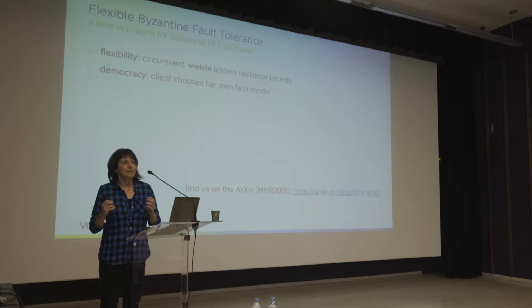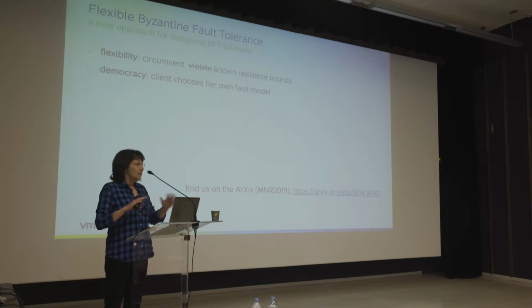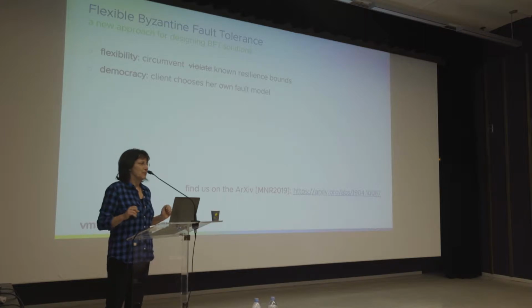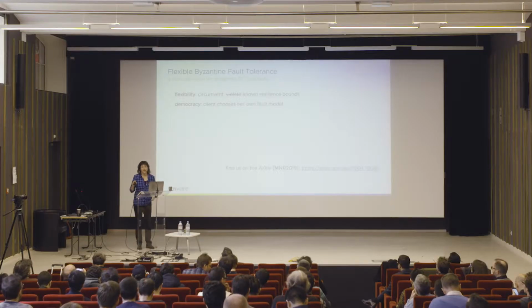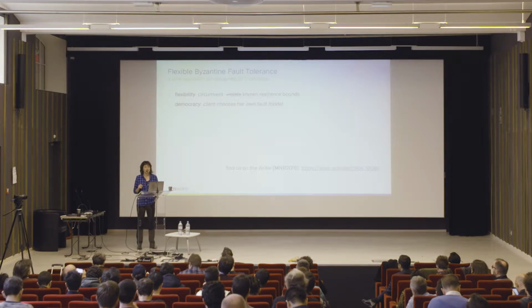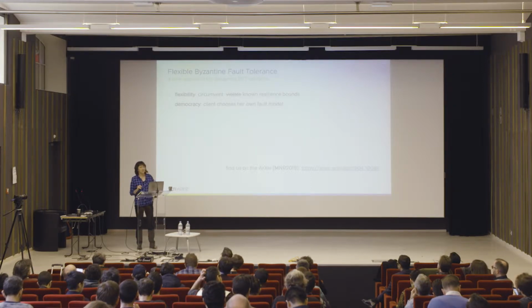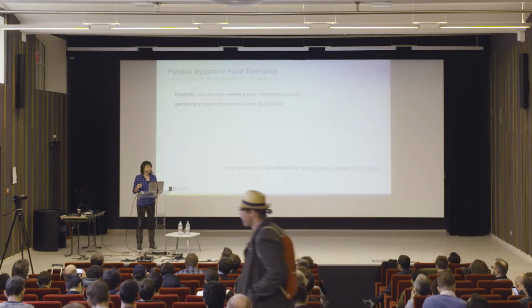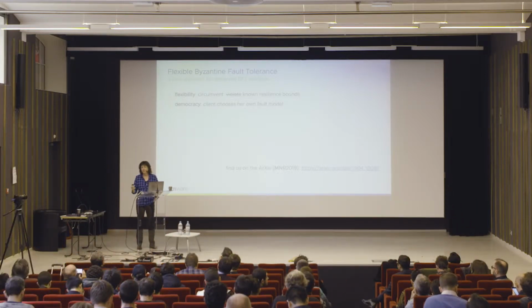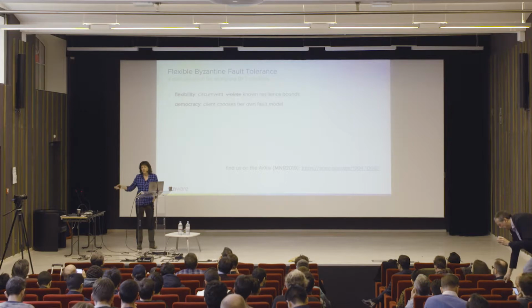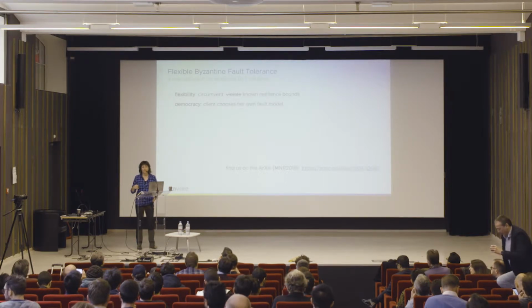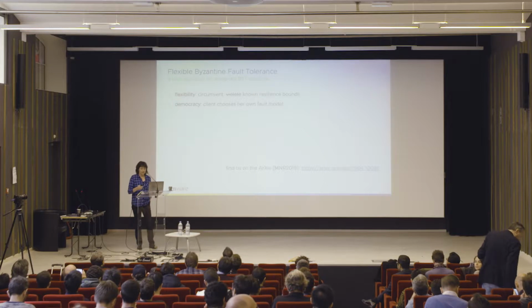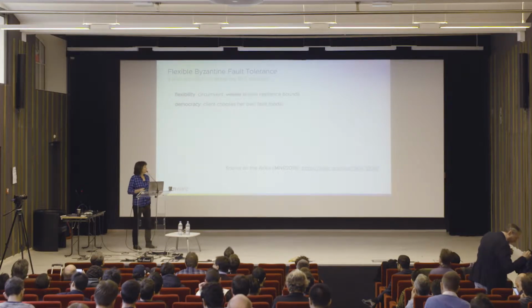So flexibility means you can break and circumvent all the known resilience bounds, all the thresholds that are known in the classical foundations, without violating any impossibility result. And democracy means that the way you think about the system and what consistency is, is completely subjective. It's not determined by the system, it's determined by the observer, by the client. Okay, so let's get straight to it.